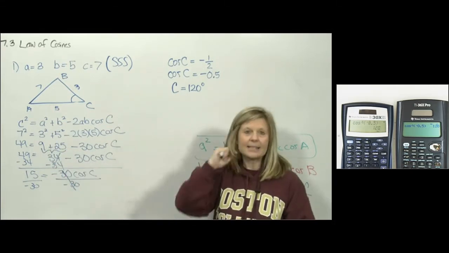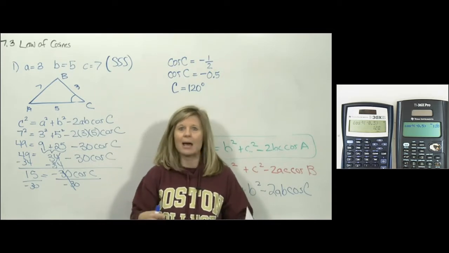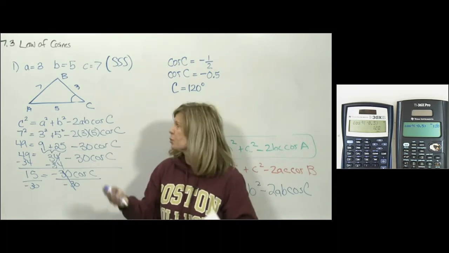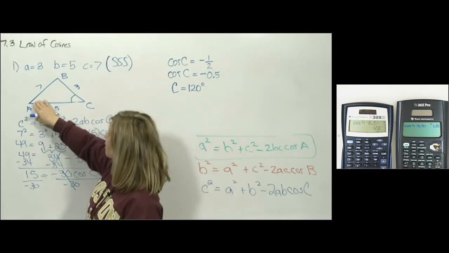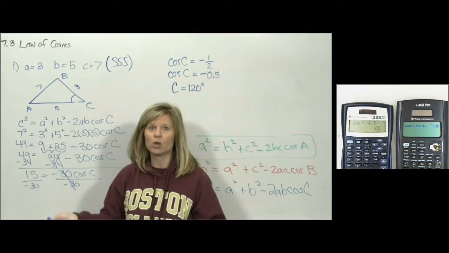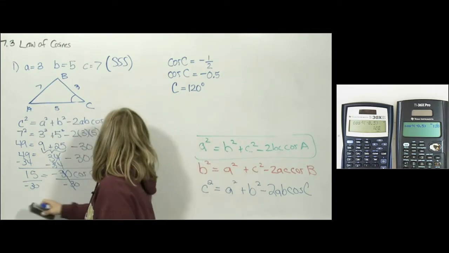It says in your notes, you can find either remaining angle. It doesn't matter now who you find next. Once you get the biggest angle, it doesn't matter if you find angle A or B. It's your call. I like to go in order, so I'm going to find angle A now. All right?